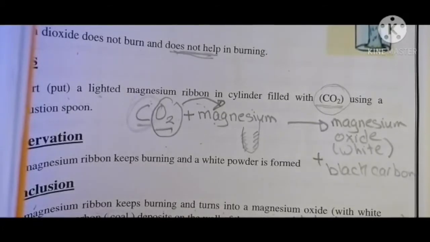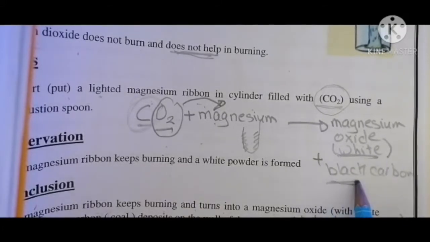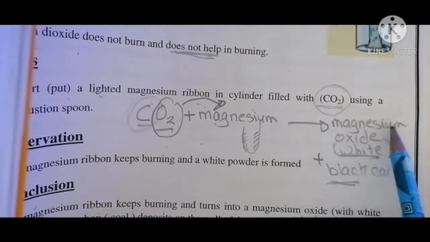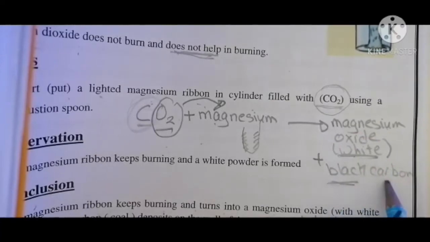So I have in this reaction two colors, white color and black color. It is called the white and black reaction. White color coming from the magnesium oxide and black color from the carbon.